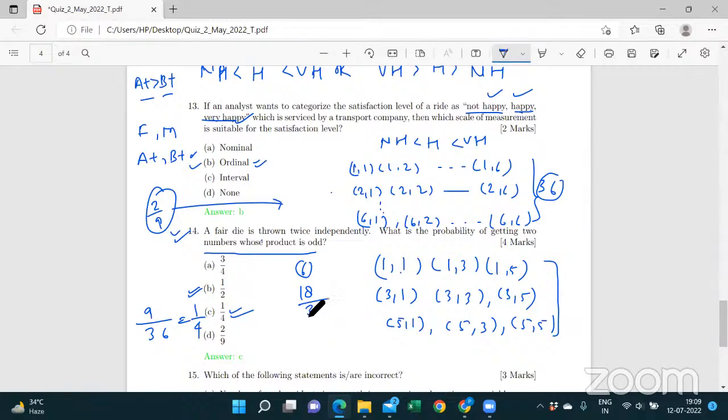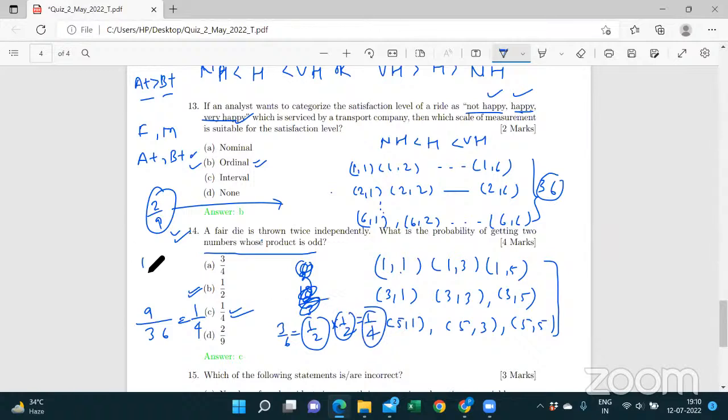Yeah, it might be. So we can also do it like this: you need to get odd in both. So the probability of getting odd is 1/2, and for two rolls it will be 1/2 into 1/2. In both the rolls, we need to get an odd number. The probability of getting an odd in a roll of a die is 3/6, which is 1/2. So we need two odd numbers in 2 rolls, so it would be 1/2 into 1/2. Yeah, that is also a correct approach.